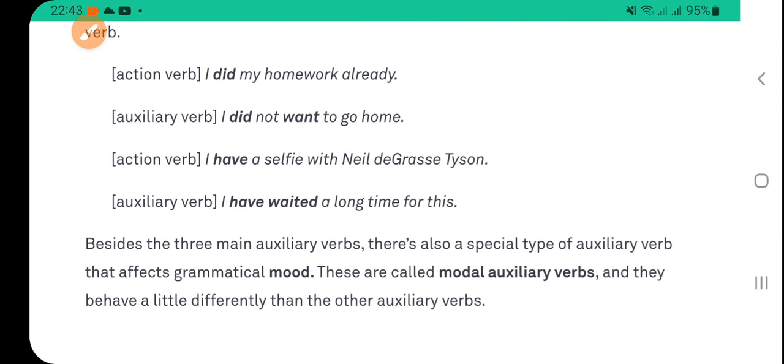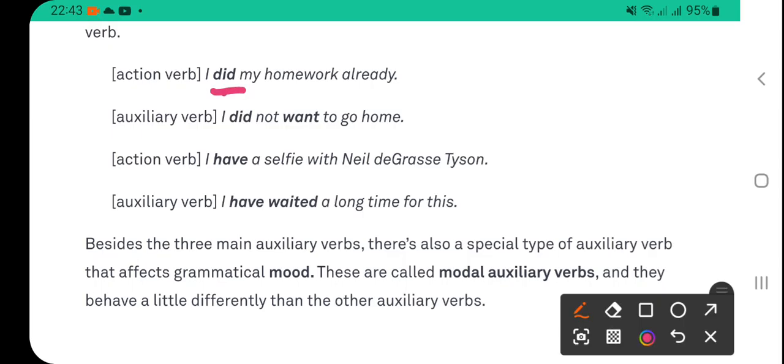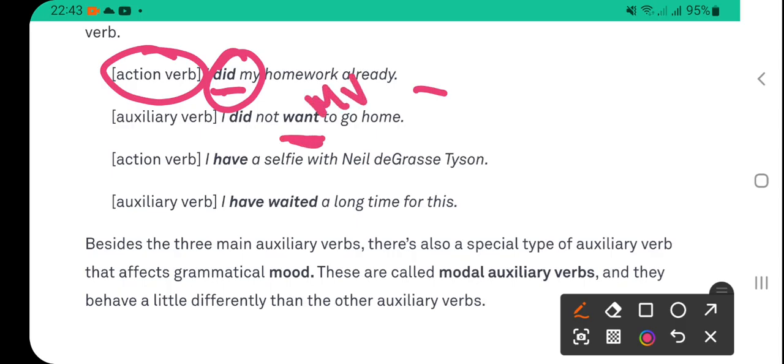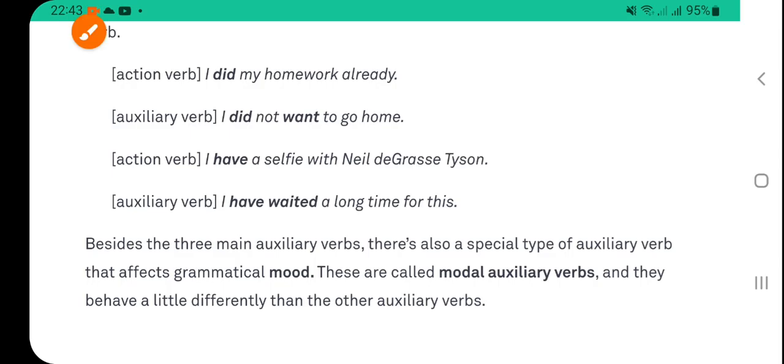I did my homework already. This is an action verb, right? I did. Auxiliary verb: I did not want to go home. Here no main verb is used in the first case, that's why do is used as an action verb, because did is the past form of do, showing the action. But in this case, I did not want, the main verb is already given, that's why did becomes a helping verb, right?